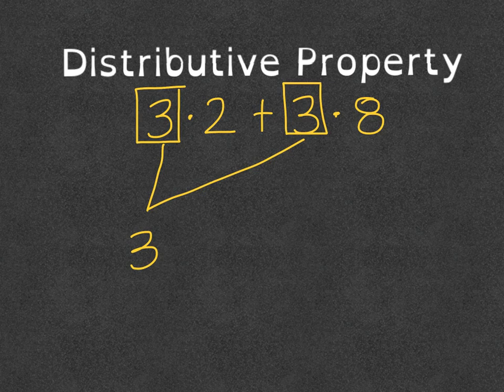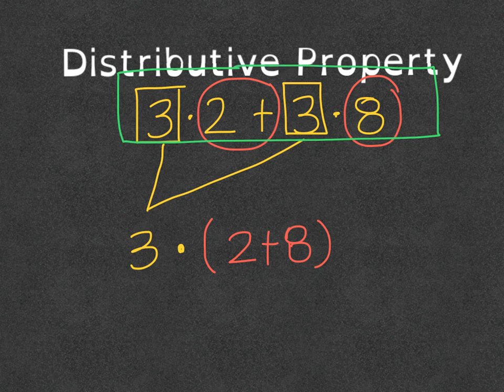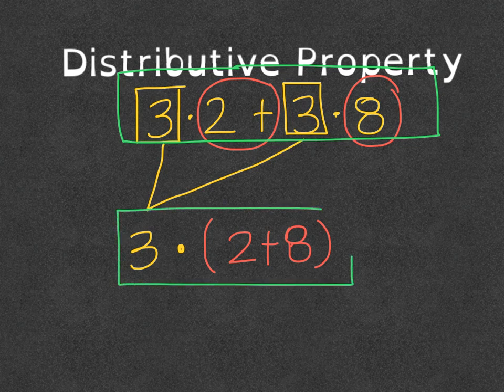Then I'm going to look at the 2 plus the 8. That's the problem I'm going to put in my parentheses. Now I can choose if I want to put a little multiplication sign here, or if there's nothing there, I know I need to multiply. What I've done in this problem is I've started with a distributed problem, and I've brought it back down into 3 times 2 plus 8.